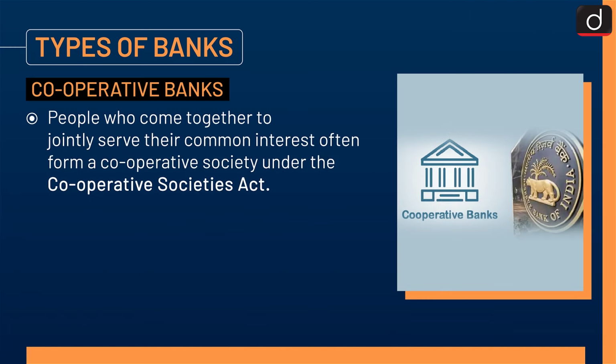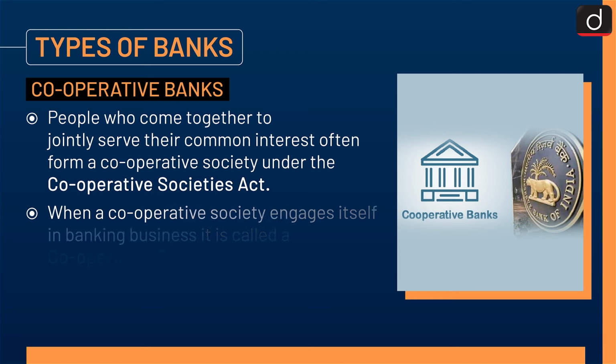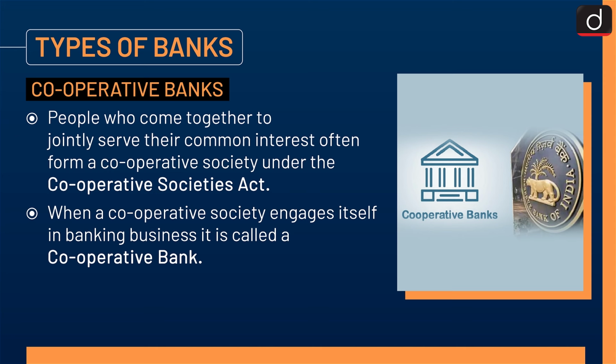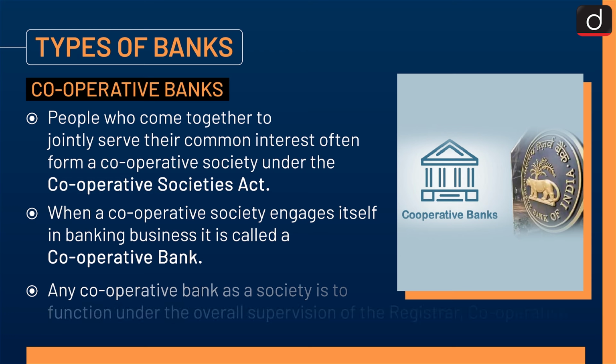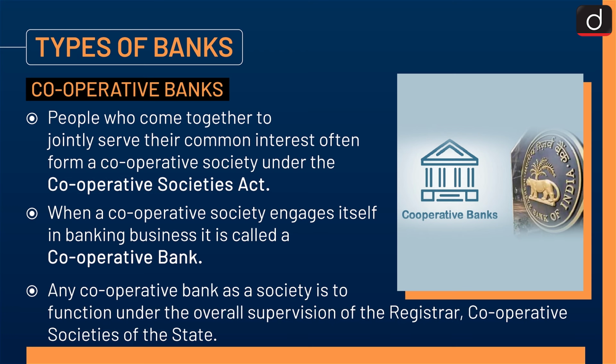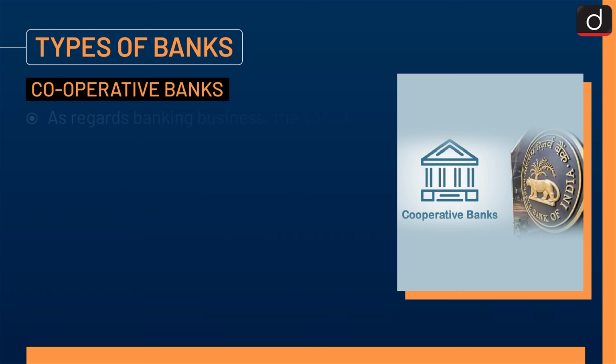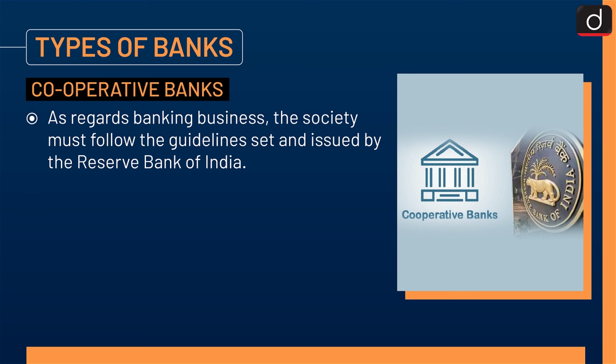Co-operative banks. People who come together to jointly serve their common interest often form a cooperative society under the Cooperative Societies Act. When a cooperative society engages itself in banking business, it is called a cooperative bank. Any cooperative bank as a society is to function under the overall supervision of the registrar of cooperative societies of the state. As regards banking business, the society must follow the guidelines set and issued by the Reserve Bank of India.